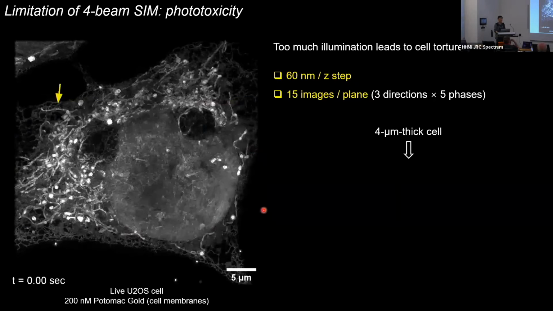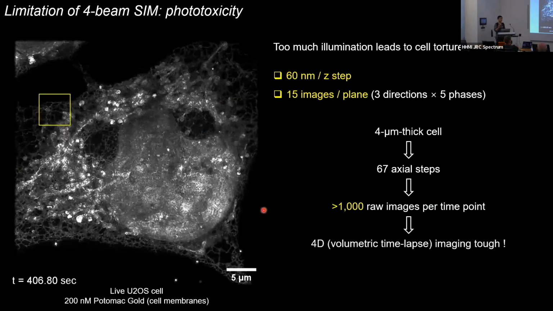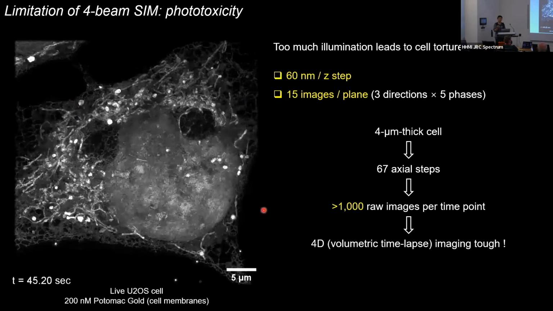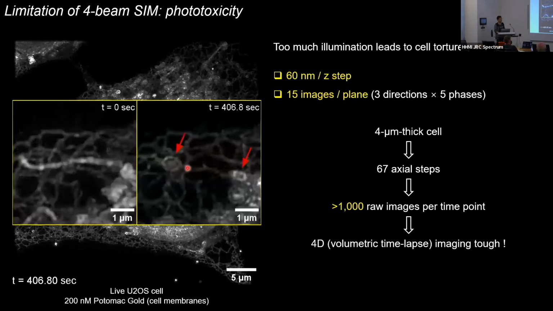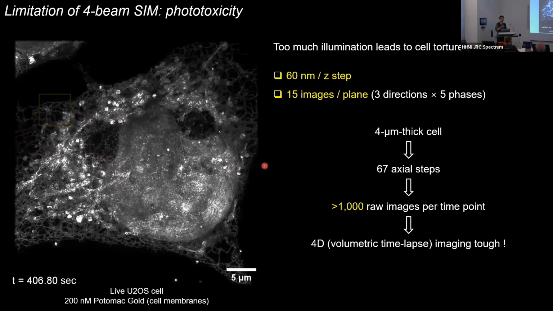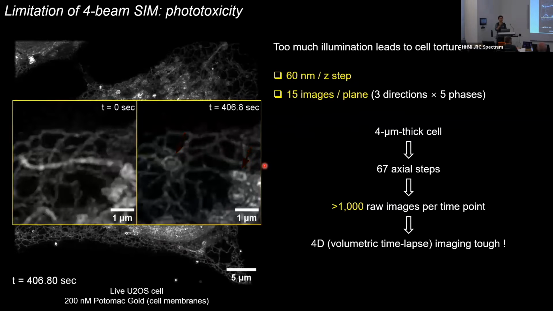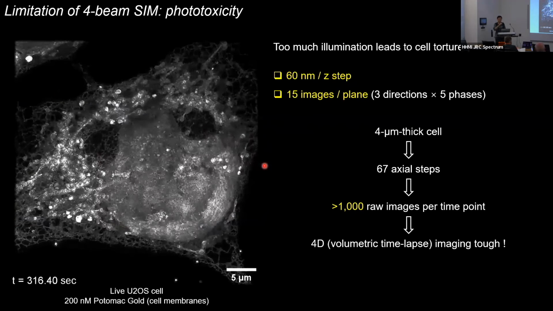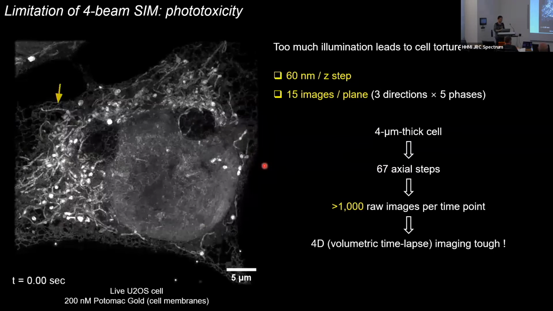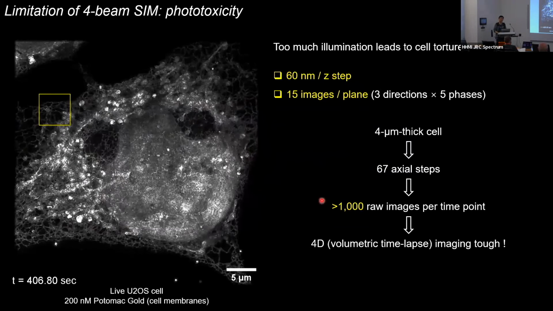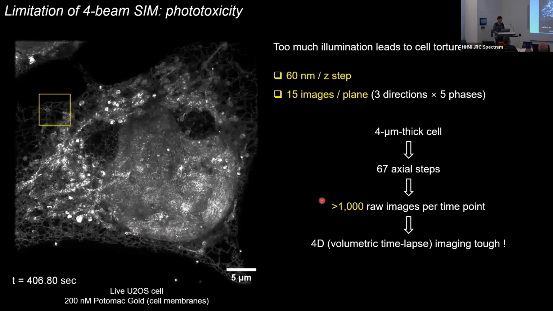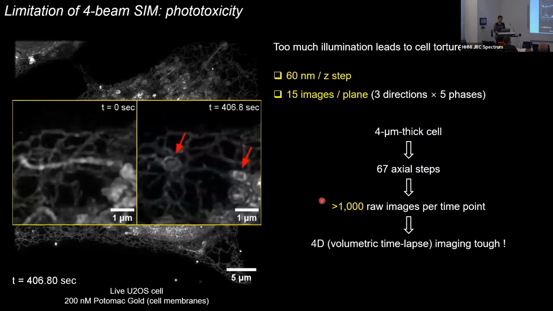This is actually not surprising because you have to think about the image formation algorithm behind the SIM, that you need to acquire enough data sets to do the reconstruction. For example, for this cell, we take only 4 micron thickness, and you need to take 67 actual steps, because for one step you need to acquire like 125 nanometers, which is quite fine. And each layer you need to take 3 directions with 5 different phases, which is 15 images. So if you multiply them together, you find, oops, I need to acquire more than 1,000 raw images to do the final reconstruction. That is really difficult, making it difficult to do 4D time-lapse imaging.